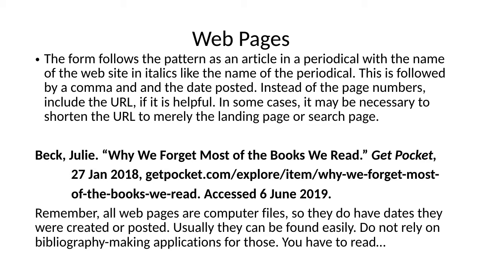In this case, the article is Why We Forget Most of the Books We Read, and it is found on the Get Pocket website. Notice it does have the date posted. In this case, we have included the URL. There's a period after the URL, and then the date accessed, and that begins with a capital A because it's after a period. So Accessed, in this case, 6 June 2019.